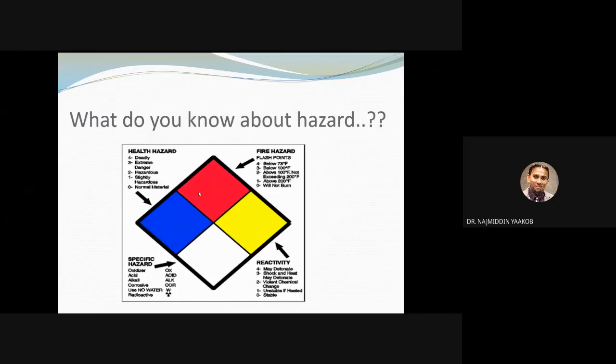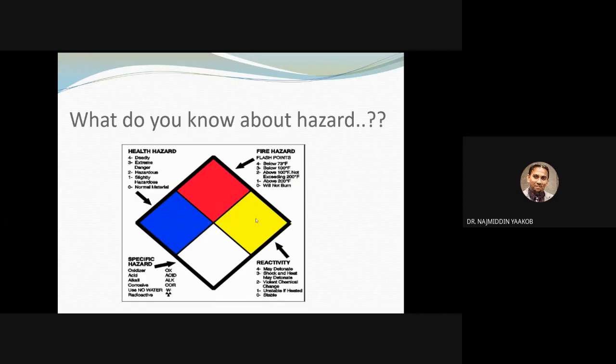This represents the fire hazard, where it indicates 0, 1, 2, 3, and 4. The fire hazard relates to the flash point, where if the flash point is below 73 Fahrenheit, it is considered the highest fire hazard. The reactivity is 0 to 4, where 0 is stable and 4 it may detonate.